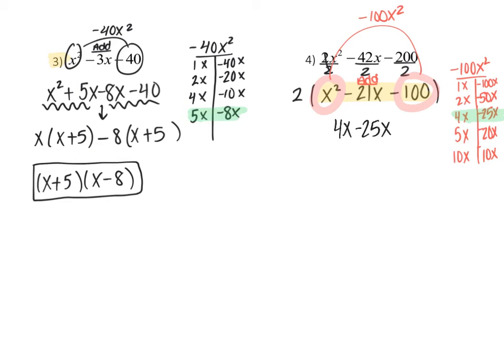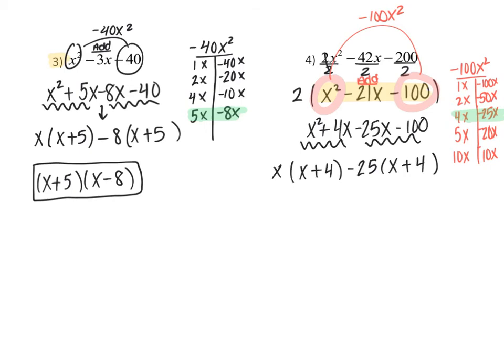I can bring down my first term, bring down my last term, and factor by grouping. Group the first two and group the second two. My GCF of the first two is x, and I'm left with x plus 4. My GCF of the second two is negative 25, and I'm left with x plus 4. Remember that a negative divided by a negative is a positive.